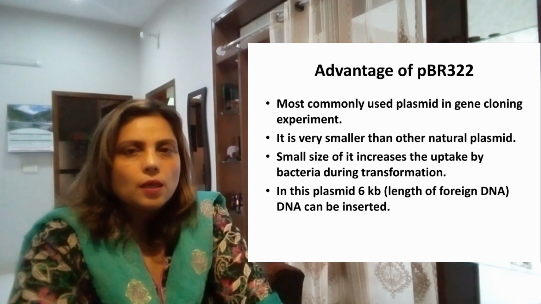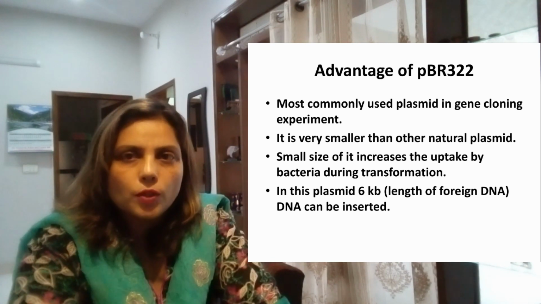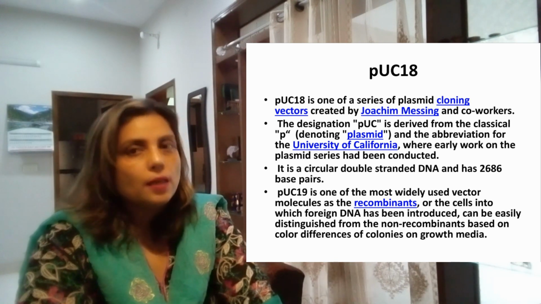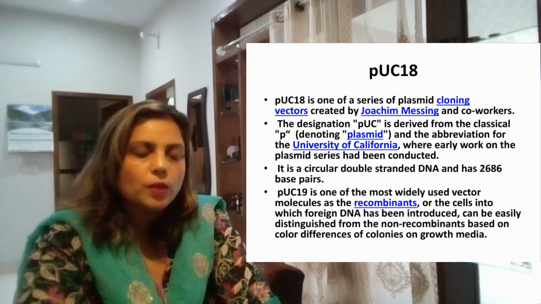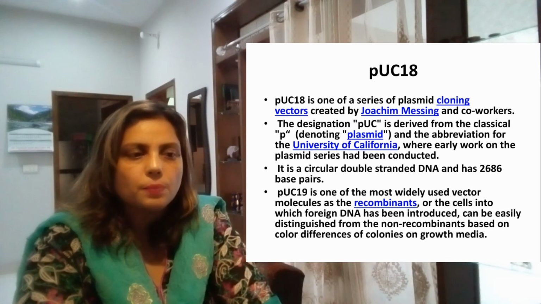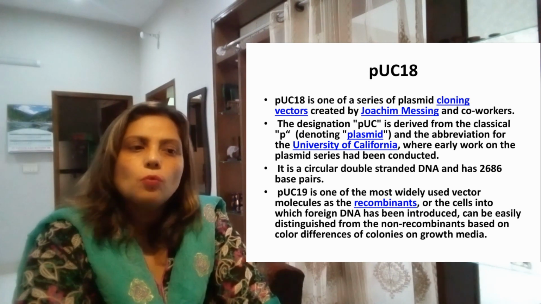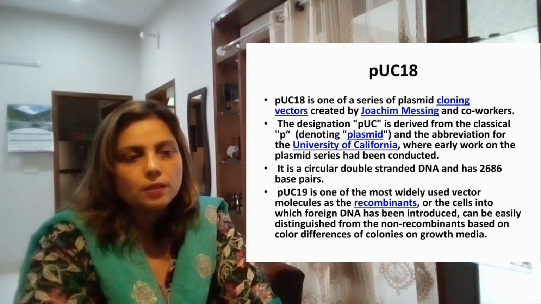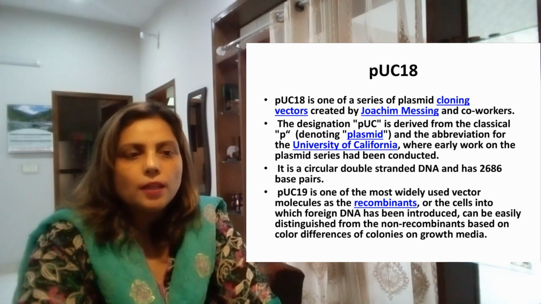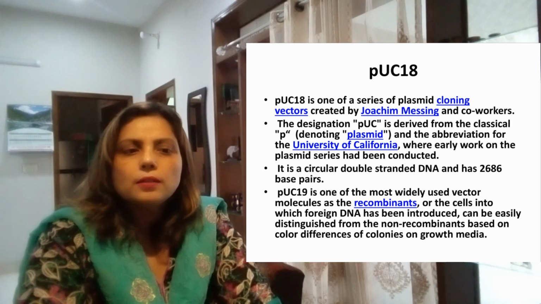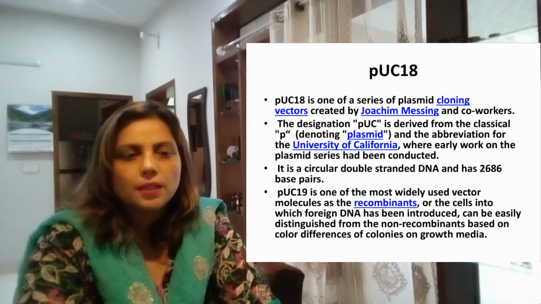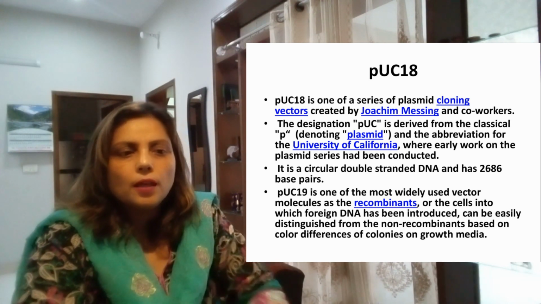So this is the plasmid which is the most frequently used. When we talk about the pUC18, that is another plasmid which is the most frequently used in recombinant DNA experiments, and it is one of the series of plasmids known as cloning vectors. pUC18 was created by a scientist and his co-worker, Joachim Messing.